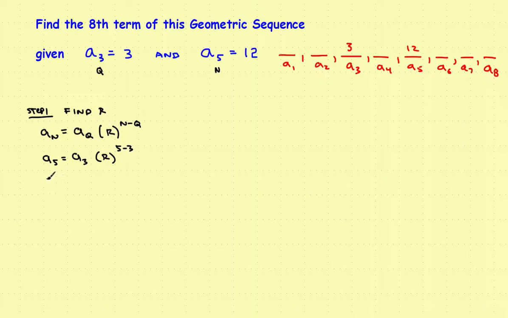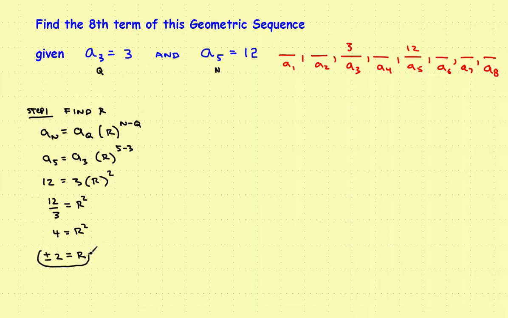Now plug in what you know. A sub 5 is 12, a sub 3 is 3, then I've got r squared, since 5 minus 3 would be 2. Now solve this for r. 12 divided by 3 would be r squared. 4 would be r squared. Take the square root of both sides and you get 2. But remember, it's a plus or minus 2, and that's going to be important later on.